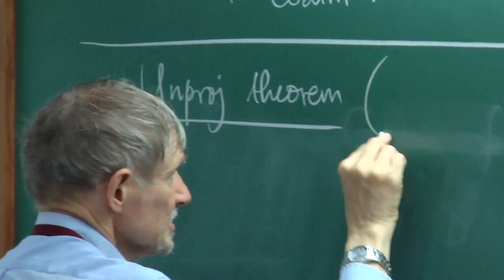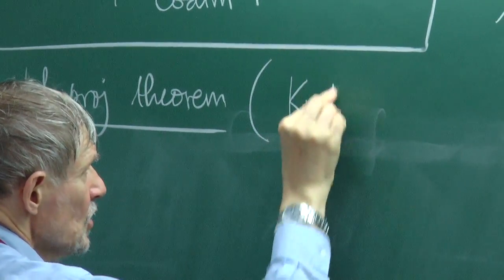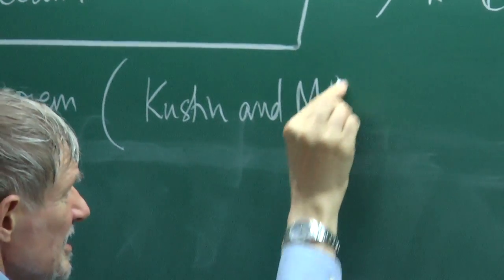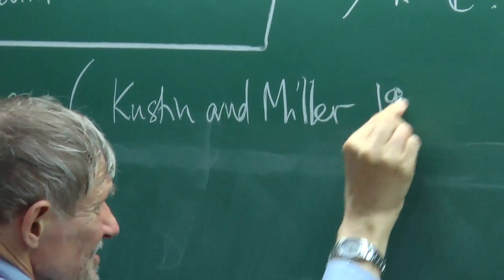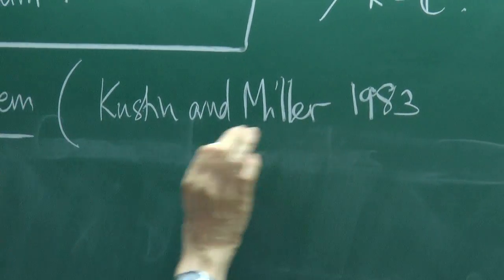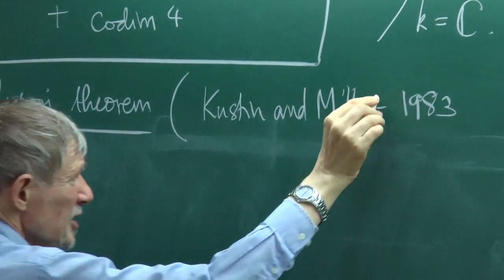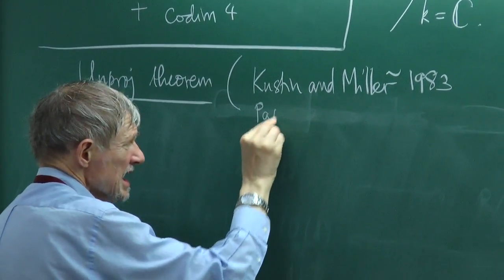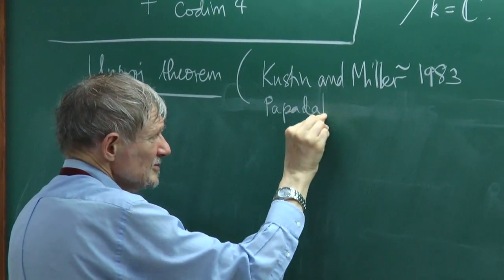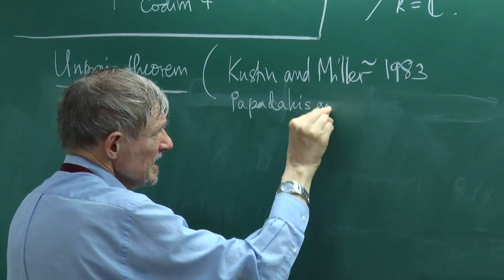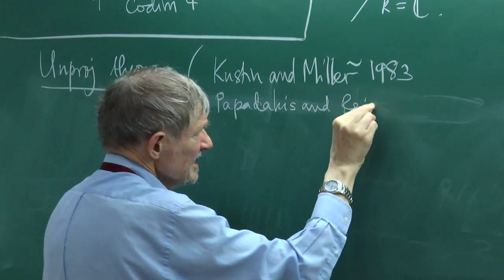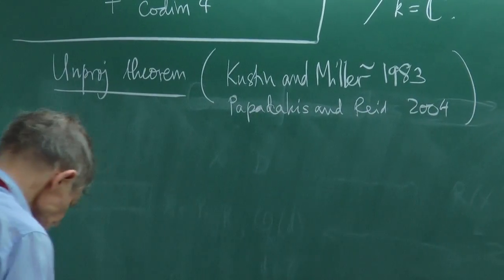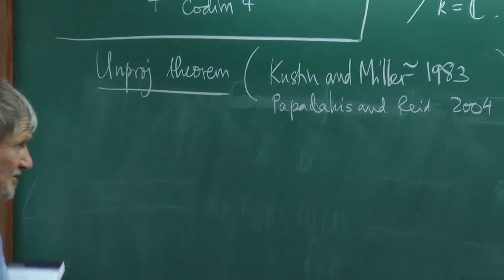So this is Kustin and Miller. I think it's 1983. I've got it written down. I usually get it wrong, but anyway, approximately 1983. And Papadakis and Reid, 2004. So the theorem says this.